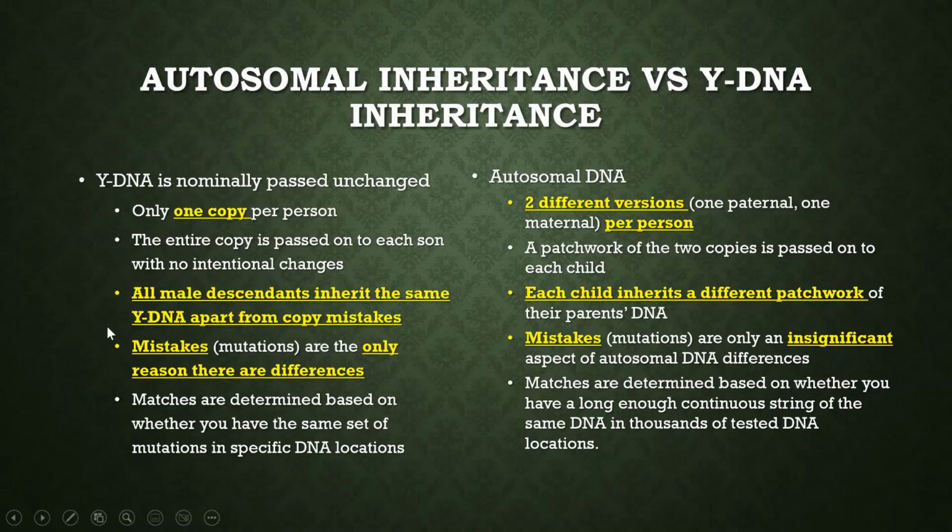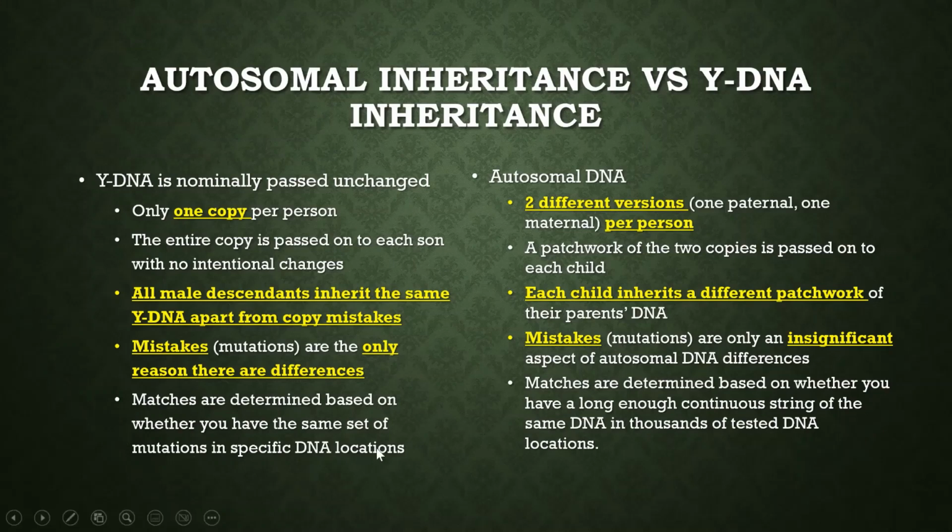So in general, all male descendants inherit the exact same Y-DNA with one exception. As it gets passed on, there are sometimes copy mistakes. Those mistakes, which we call mutations, are the only reason that we get differences in Y-DNA from person to person. And they don't always happen. You often will have Y-DNA passed on without any mistake. But then sometimes, every so often, you'll get a copy mistake in what gets passed on. Once those mistakes happen, they get passed on to future generations. So descendants of the person that had that initial mistake all will inherit that same copy mistake.